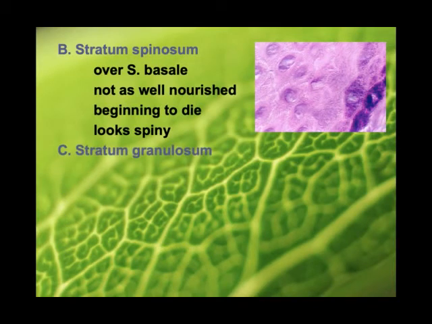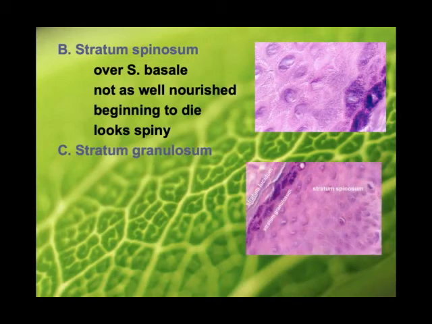The next layer up is something called the stratum granulosum, and it looks like granular, like sugar. Table sugar is granular looking, and the proteins in these cells, because again they're even further away from the food supply, are pretty much dead, and the proteins are starting to break down.